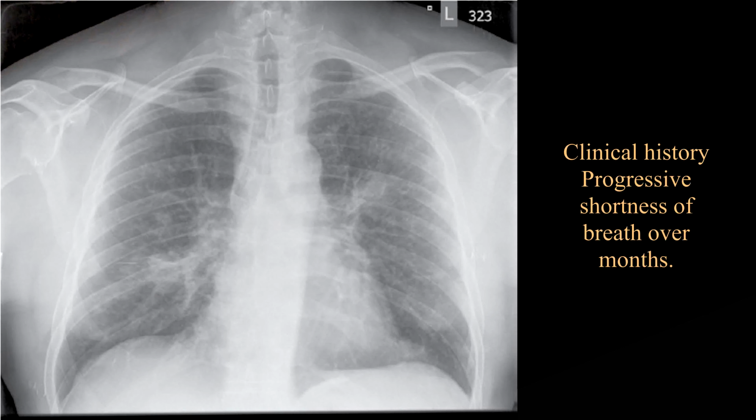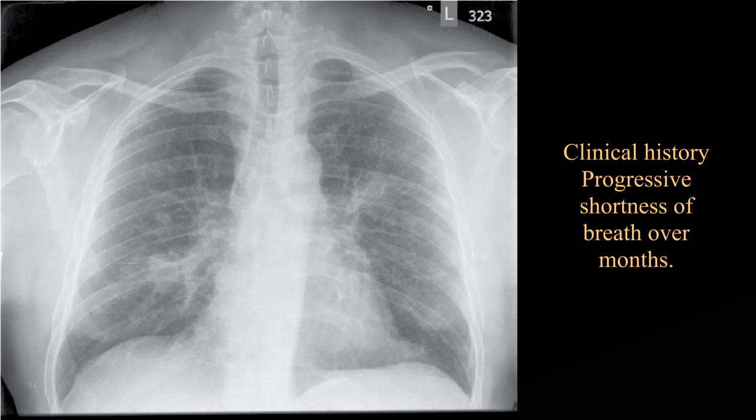Student doctor. Patient with clinical history of progressive shortness of breath over months. Report the chest radiograph first. This is a frontal chest radiograph of a skeletally mature adult. A bilateral reticulonodular pattern is noted, most marked in the perihilar regions, with relative sparing of the lower lung zones.